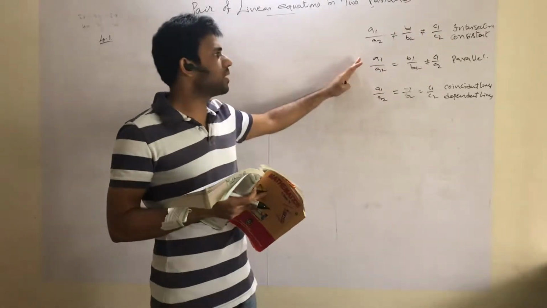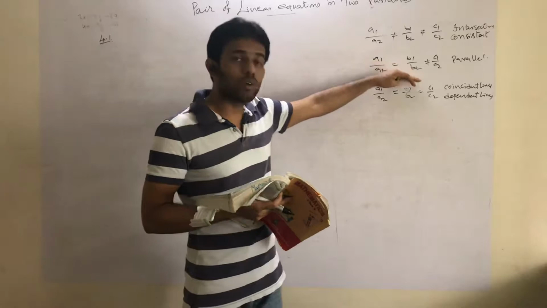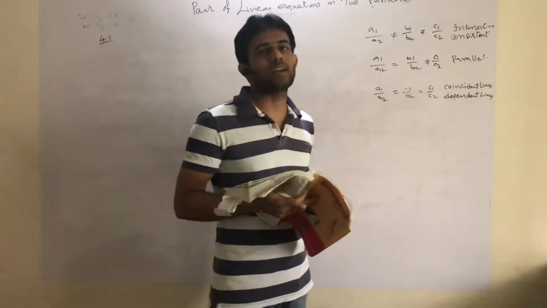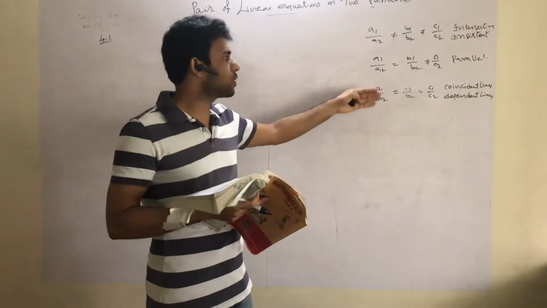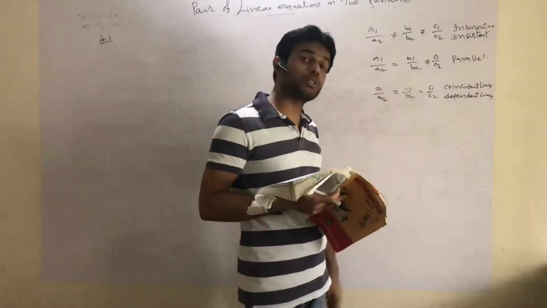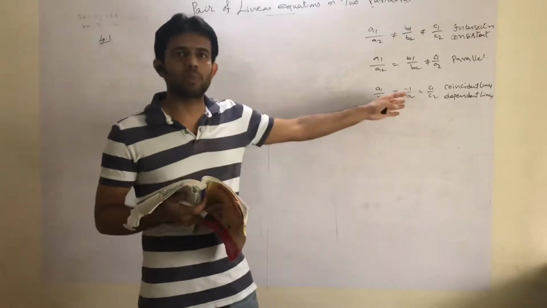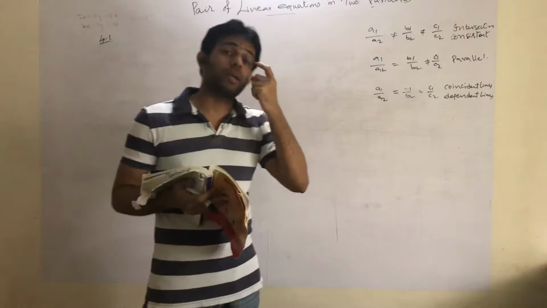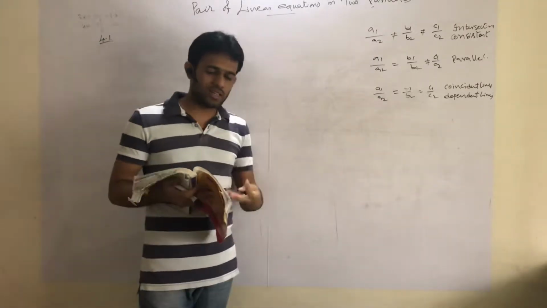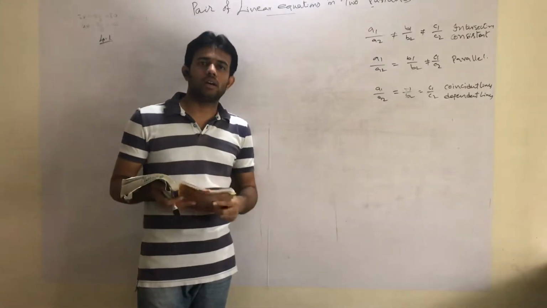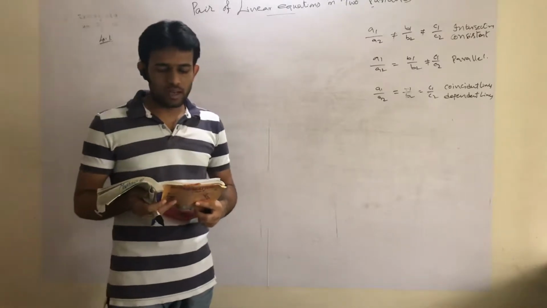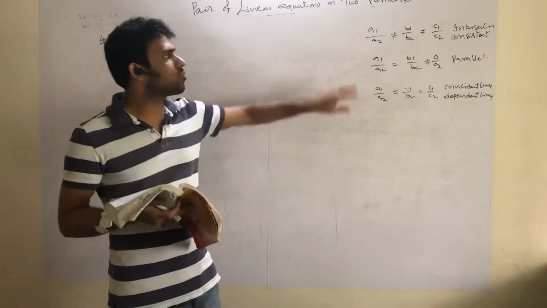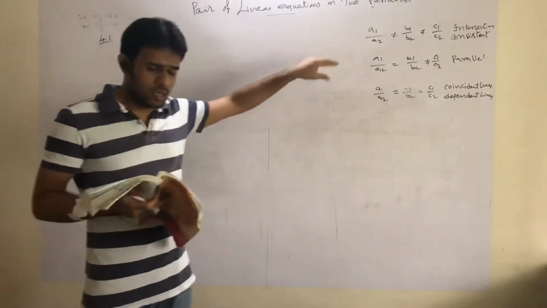Similarly, when a1 by a2 becomes equal to b1 by b2 and not equal to c1 by c2, then they are called parallel lines. Similarly, if a1 by a2 is equal to b1 by b2 and is also equal to the ratio of the constants, c1 by c2, then those lines are called coincident lines and also called dependent lines. So if you can find the ratios of coefficients, then you can easily tell what kind of pairs of linear equations those are. Okay, so this is what you need to follow, right?